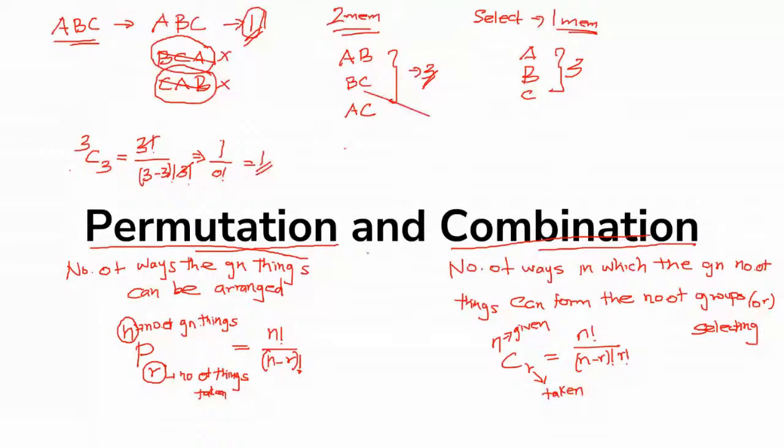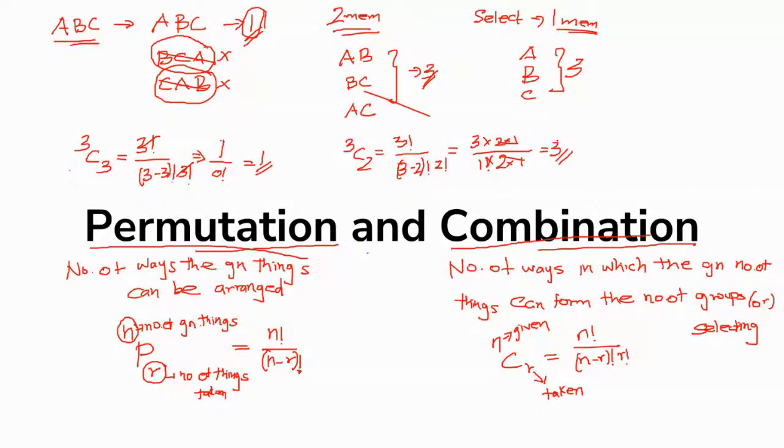So only one such group is possible, as we have seen earlier. In the second case, out of three members, I have to select two members. So it is 3C2, which is 3 factorial divided by (3 minus 2) factorial into 2 factorial. The numerator becomes 3 into 2 into 1, and the denominator becomes 1 factorial, which is 1, into 2 factorial, 2 into 1. This gets cancelled, and the number of possible groups is 3.